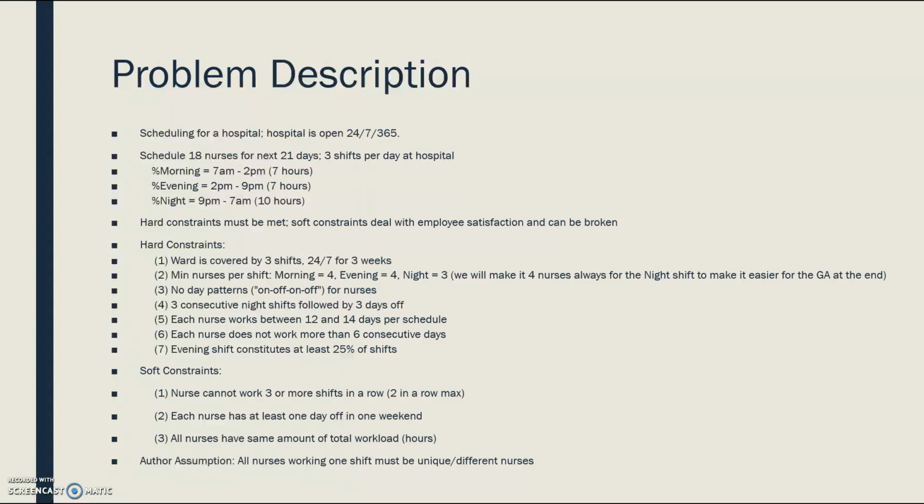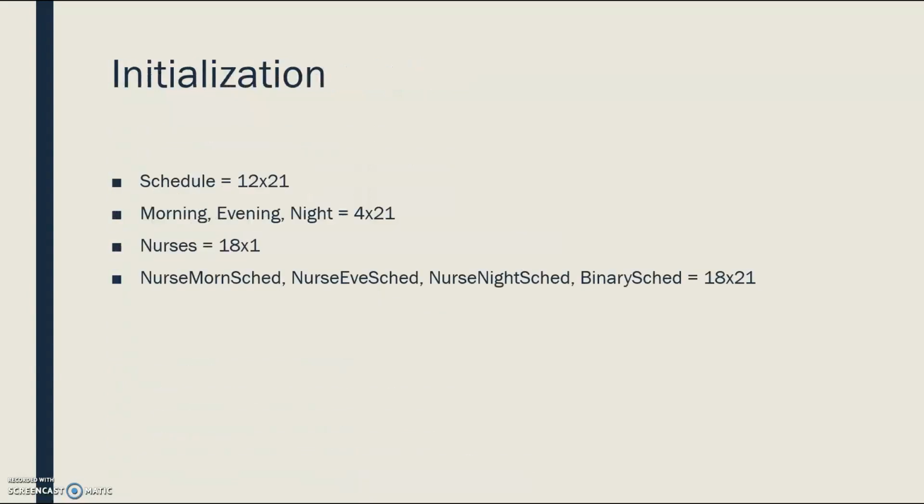The soft constraints, though, are more for employee satisfaction. So this is like a nurse can't work 3 or more shifts in a row. Each nurse has at least 1 day off on a weekend in the schedule, and then all nurses have the same amount of total workload in hours. And then my assumption is that all nurses working 1 shift must be unique/different nurses.